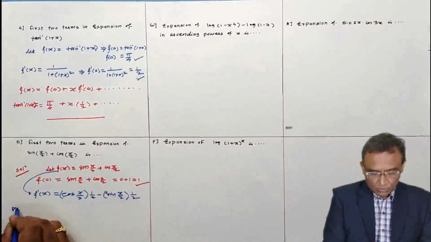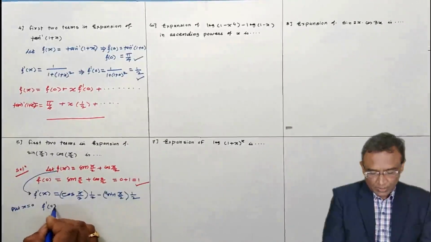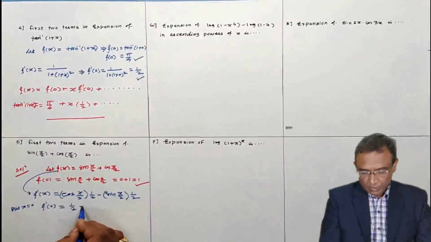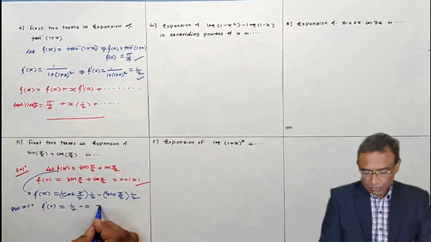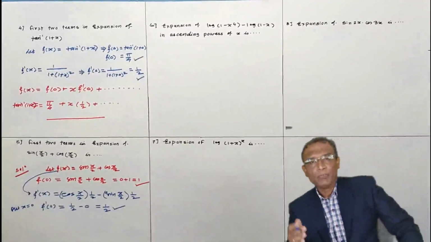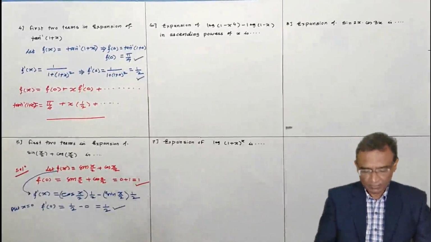Put x equal to 0. If you put x equal to 0, f dash of 0 you will get, and cos 0 is 1, means 1 by 2 will remain, sin 0 is 0, means 0. So 1 by 2 is f dash 0. Again this is a non-zero value. If the first two values of f we get as non-zero values, then we stop taking derivatives.